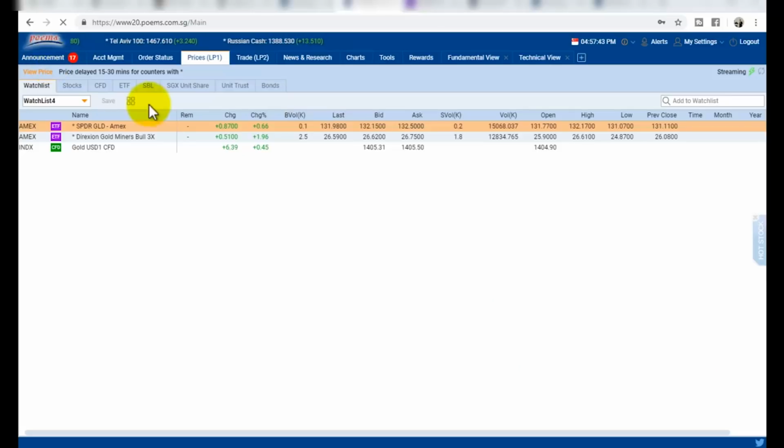Okay, so basically on the Poems platform, there are different ways to participate in gold. As you can see over here, you can buy the gold ETF, which is also listed in SGX, the Spider Gold ETF, and you can also buy the one that is listed in the US, the code is GLD. So that's one way. You can buy the gold ETF instead of the physical gold.